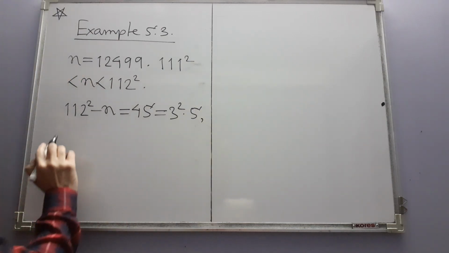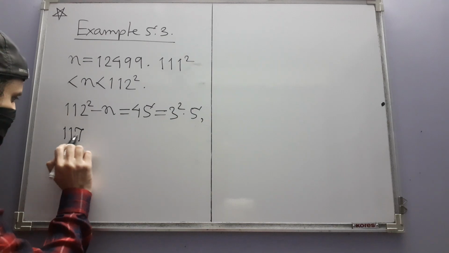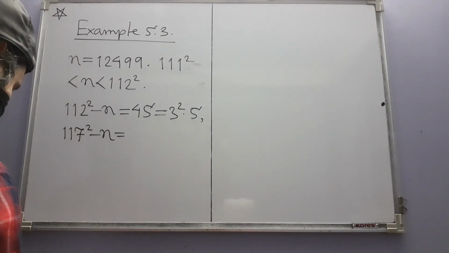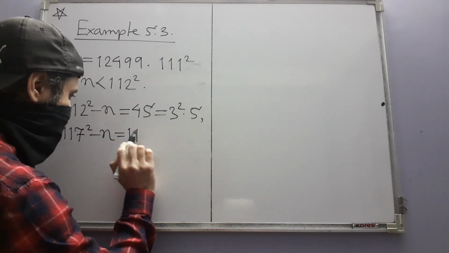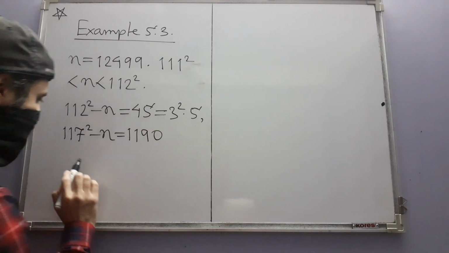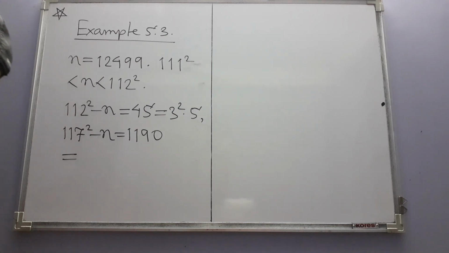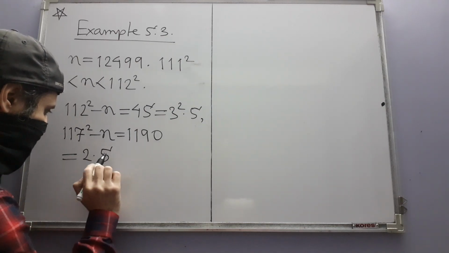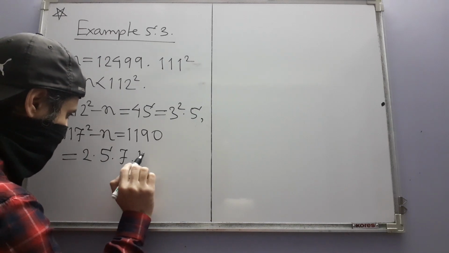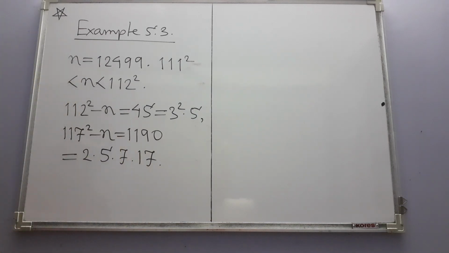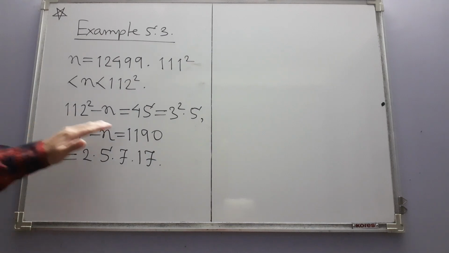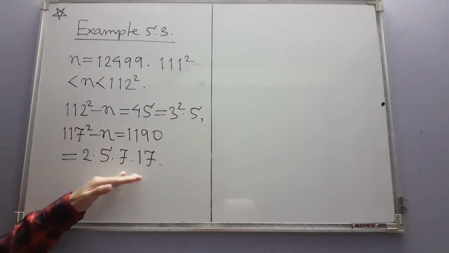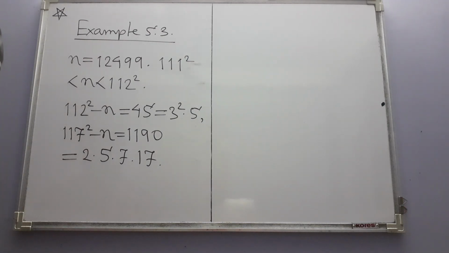Then 117 square minus n is this, and this is equal to a product of many primes. Many primes means 4 primes. And then note that we are not getting squares in any of these equations. This is not a square, this is also not a square, but we have one more.